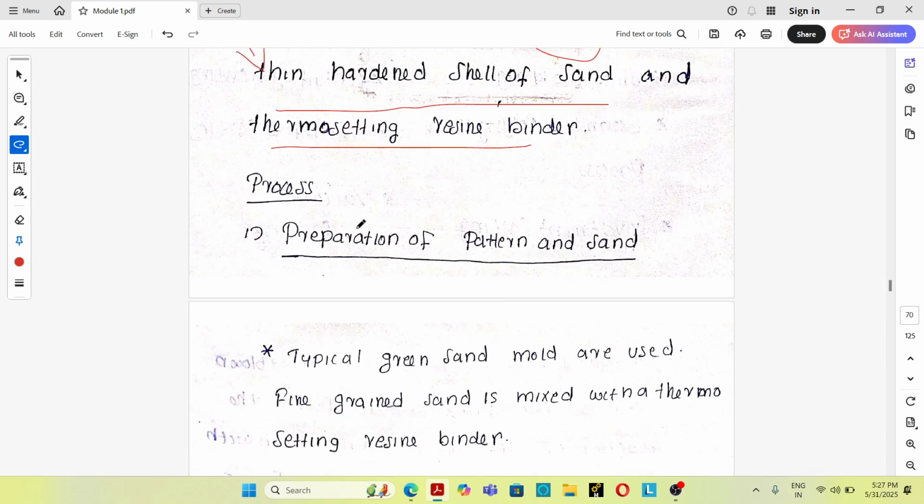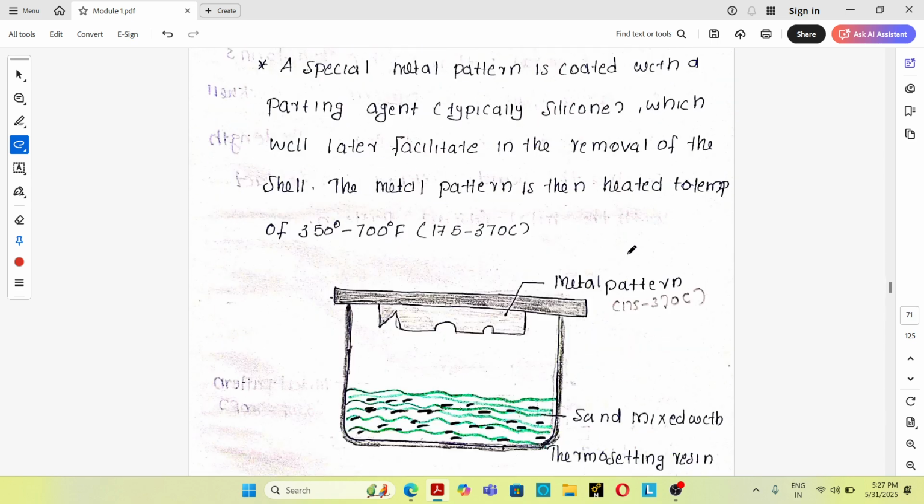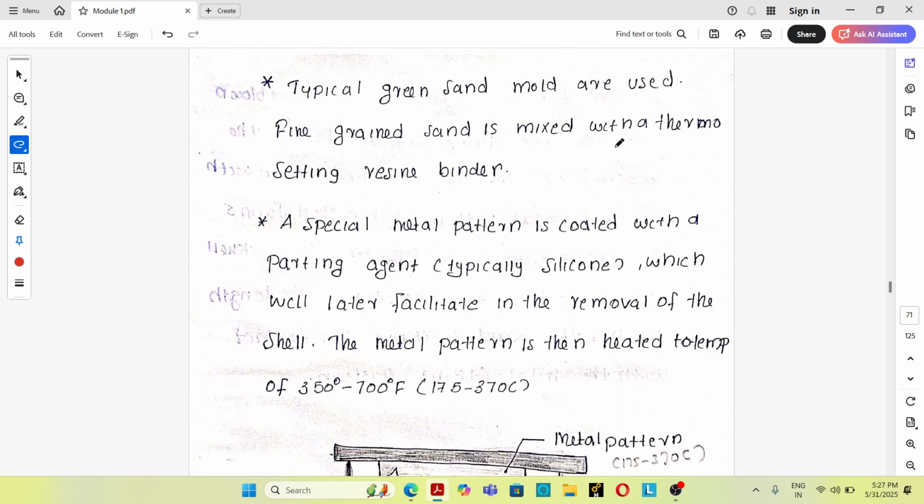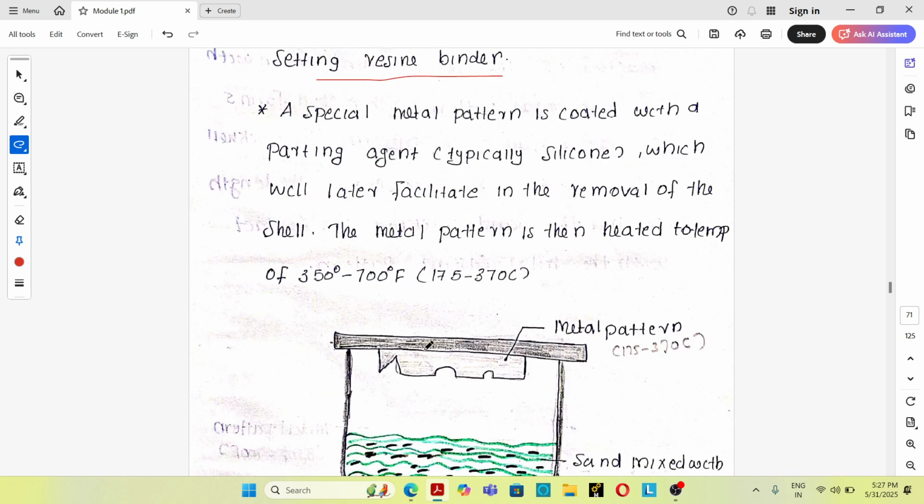So the first step is preparation of pattern and sand. In a shell mold casting process, the mold is made up of sand and thermosetting resin binder. Commonly used sand is green sand. Fine grain green sand is mixed with the thermosetting resin binder. That sand mixture is used for preparing the shell mold. A special metal pattern is used in the shell mold making process.